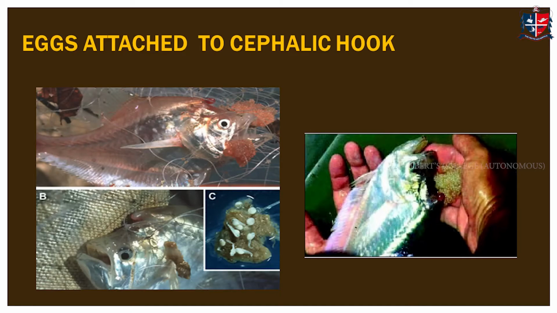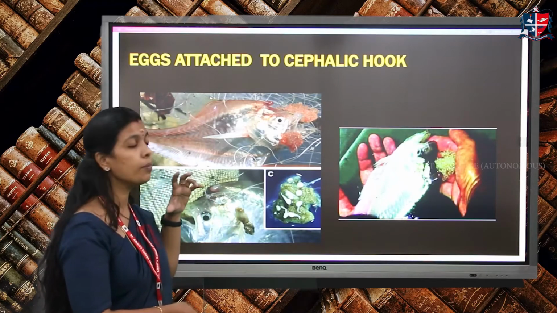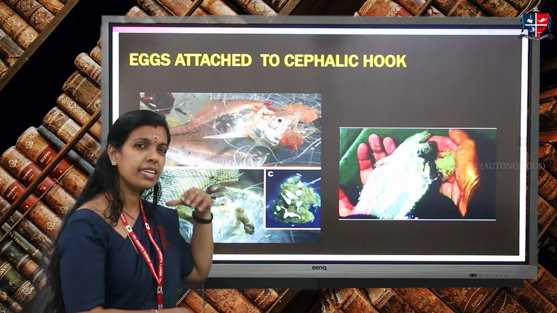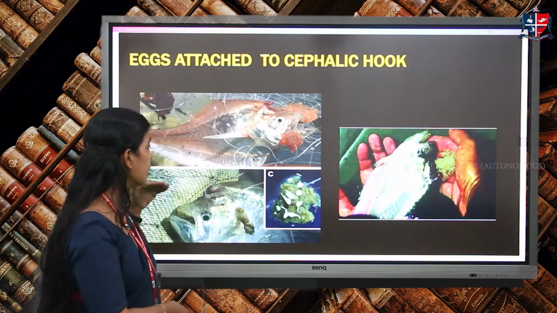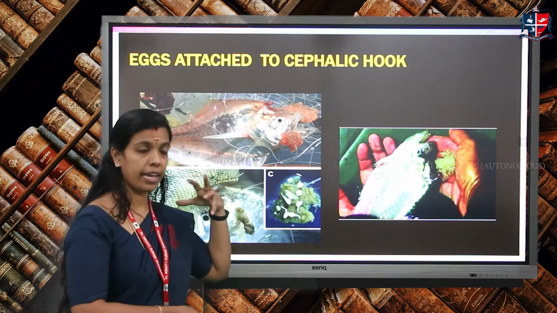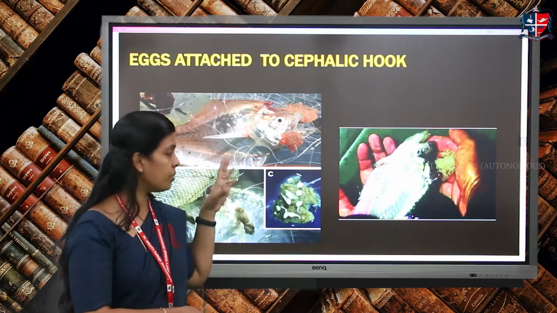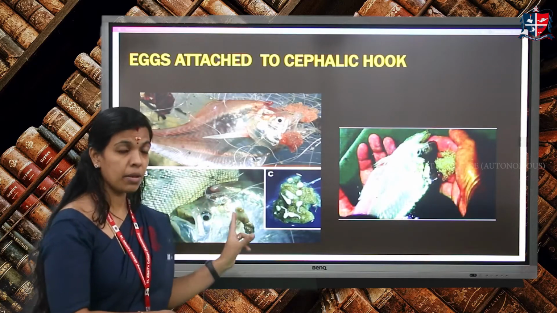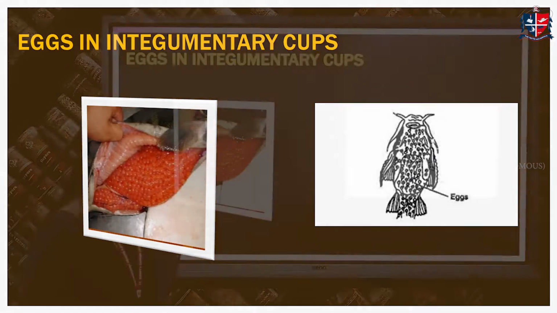So the next one would be the eggs attached to the cephalic hooks. Here the male nursery fish, that is a Kurtus species, has a particular area over the head portion wherein the eggs are attached, and it is attached to the body by means of a cephalic hook. So here they show the parental care by carrying the eggs onto this cephalic region, and the young ones getting hatched out from these eggs. It is through the cephalic hook that they attach this egg mass onto their body. The next one would be the eggs in integumentary cups.